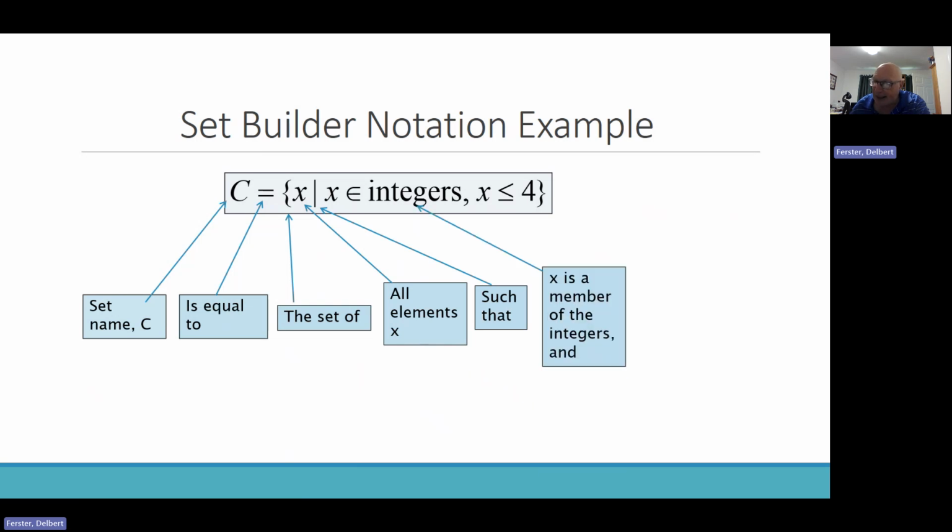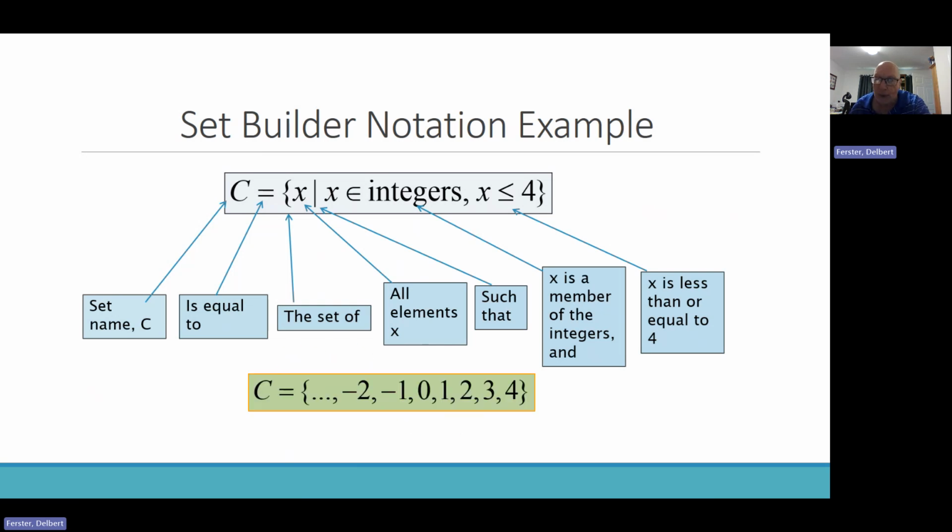In this case, X has to be an integer. So things like fractions and decimals like 0.2 are no good. They're not integers. And there's an additional condition: X, whatever it is, has to be less than or equal to 4. So if we were to try to list the elements of this set, in other words, provide the roster, we could, if we've correctly identified all of those components. We'd start listing integers and make certain that the integers we listed are in fact all 4 or less. All right, so here is a roster for set C.